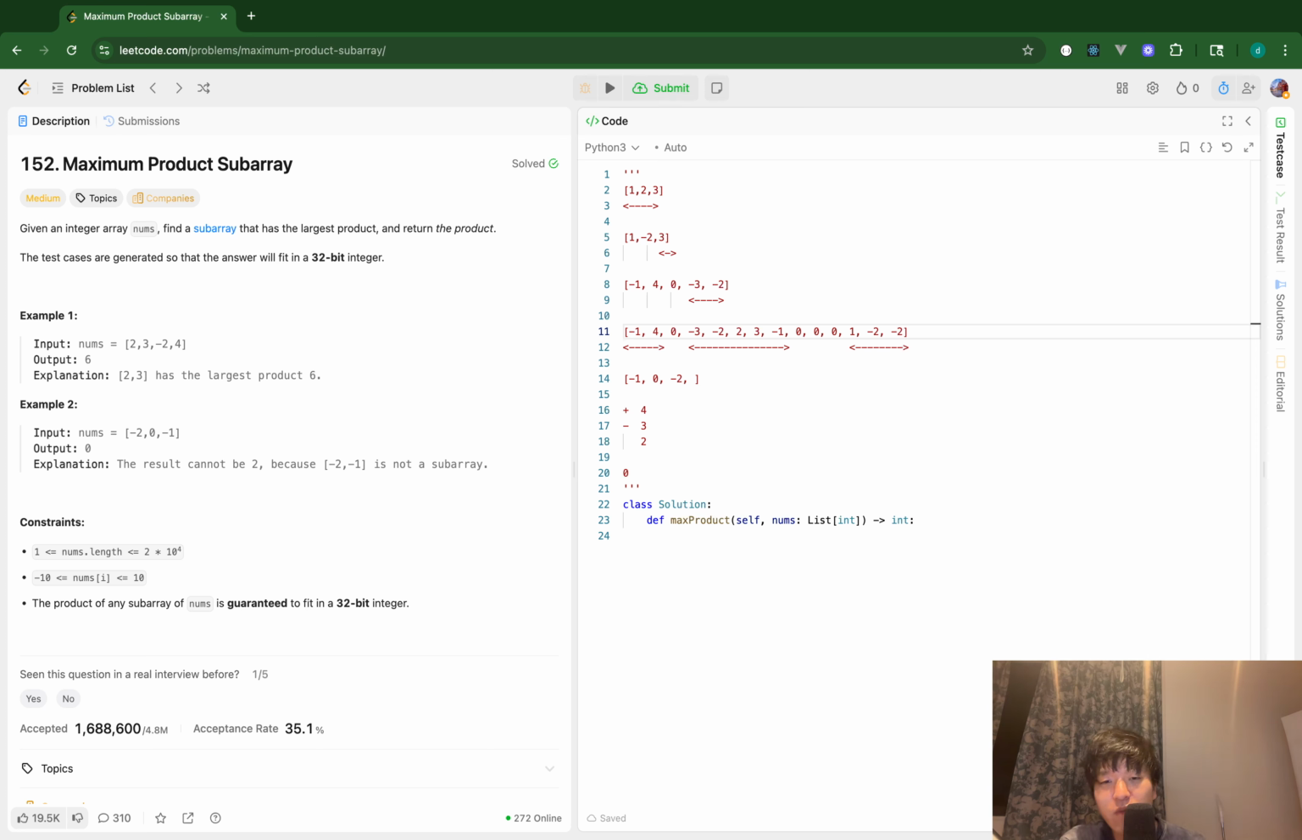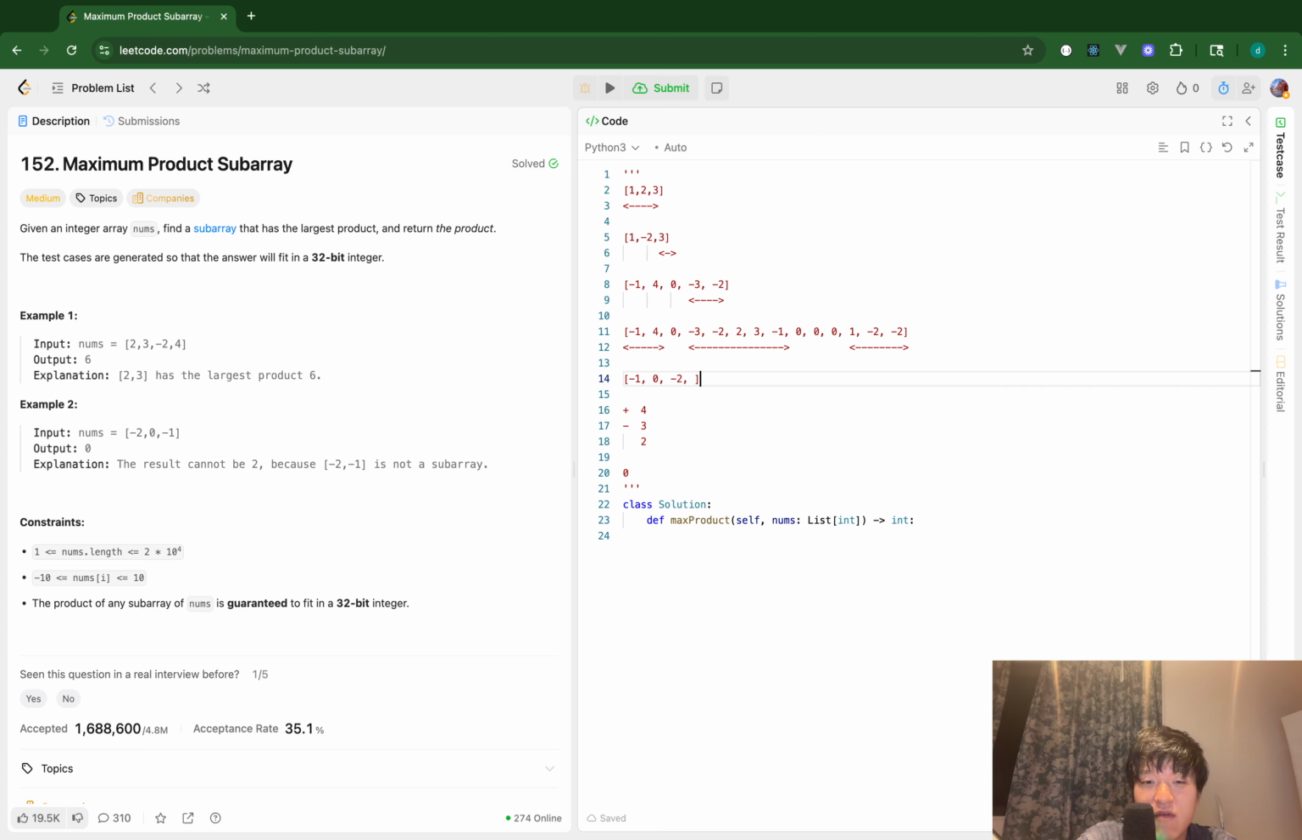By the way, the brute force approach for this question is to think of all the possible subarrays, calculate the product for each, and return the maximum one. The number of possible subarrays is n times n minus 1, so it should be n squared time. Okay, that being said, I come back to my approach.